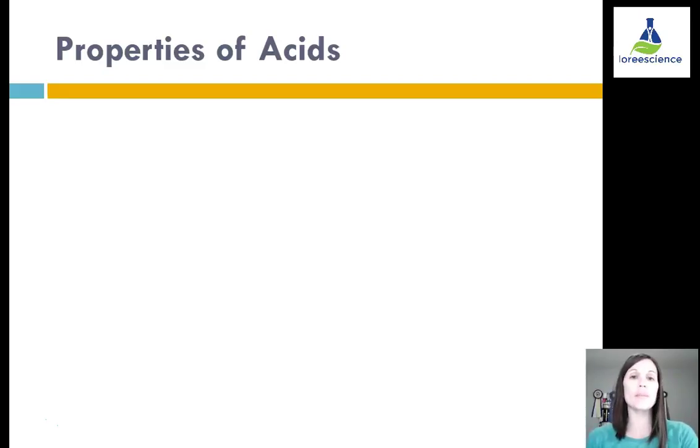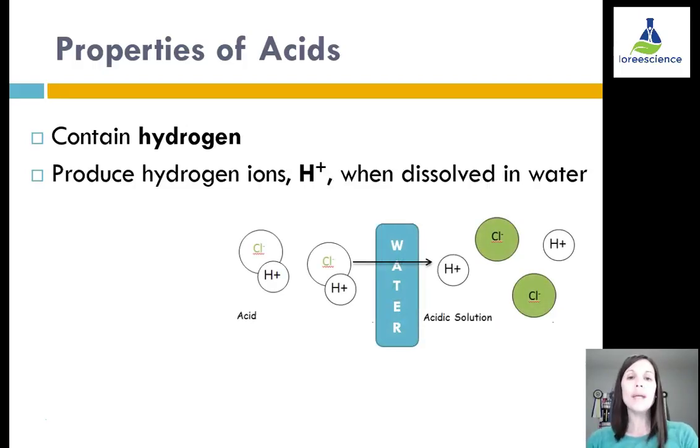So how do we know something is an acid? Well, the first thing, if you're looking at the formula, it is going to contain a hydrogen. All acids contain at least one atom of hydrogen. When an acid is put into water, it will produce hydrogen ions, or H+ ions.